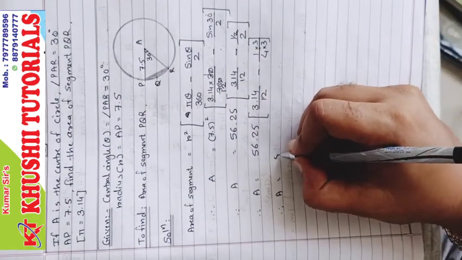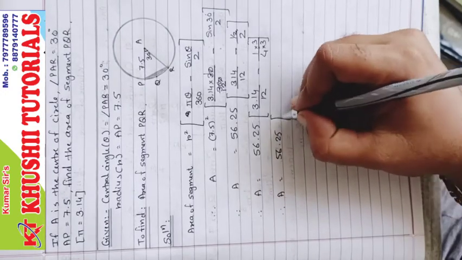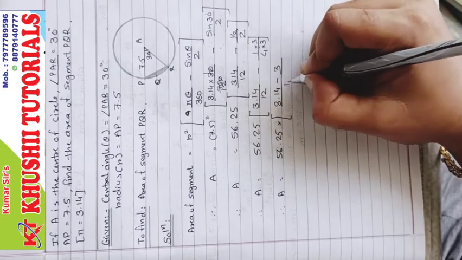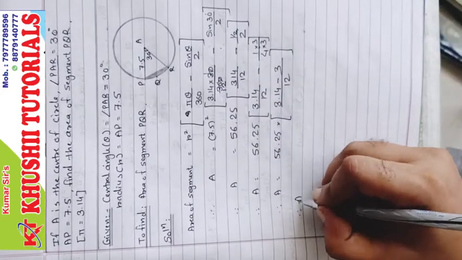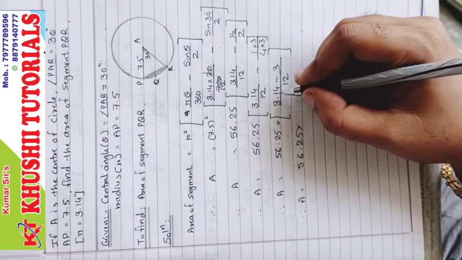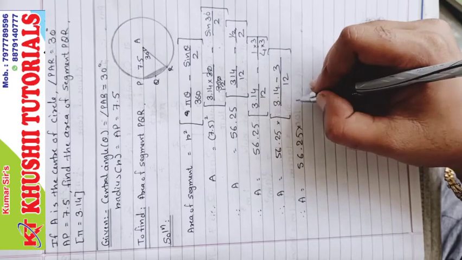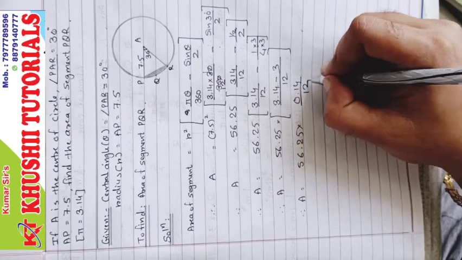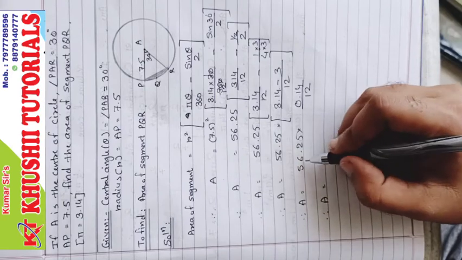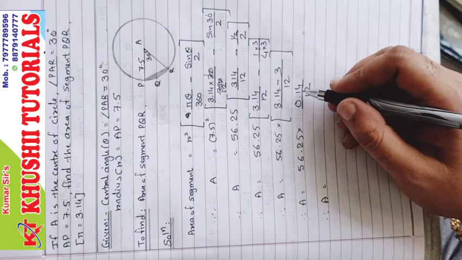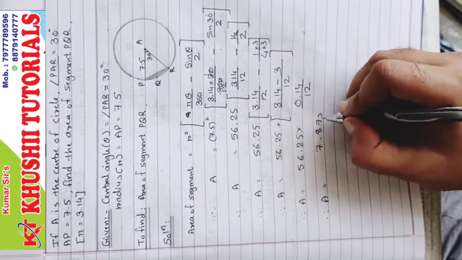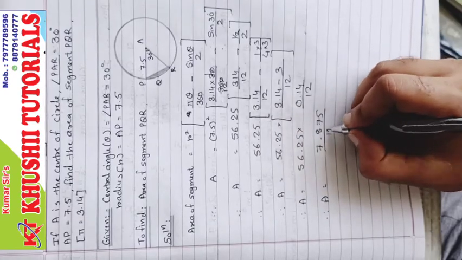So area 56.25 into 3.14 minus 3 upon 12. Therefore area 56.25 into 3.14 minus 3, 0.14 upon 12. Therefore area equal to now 56.25 into 0.14, we will get 7.875. The product of these two divided by 12.